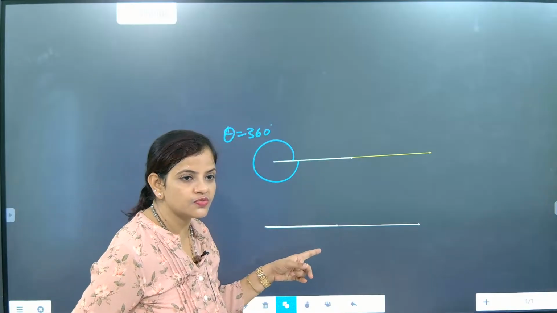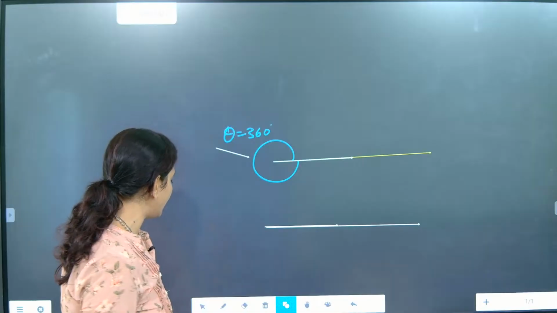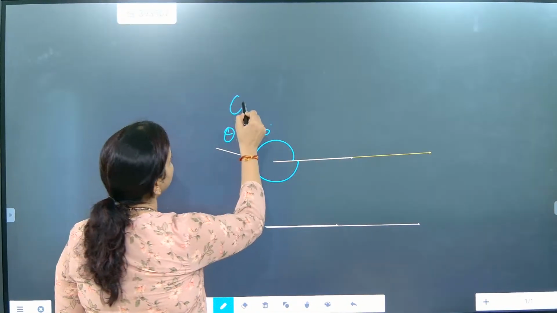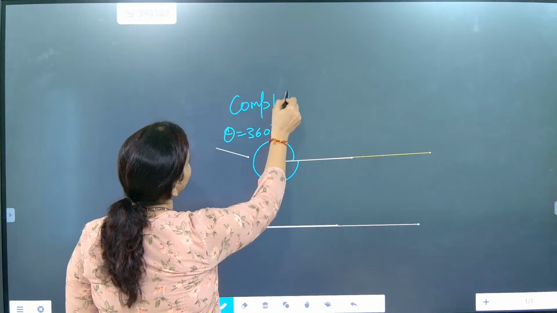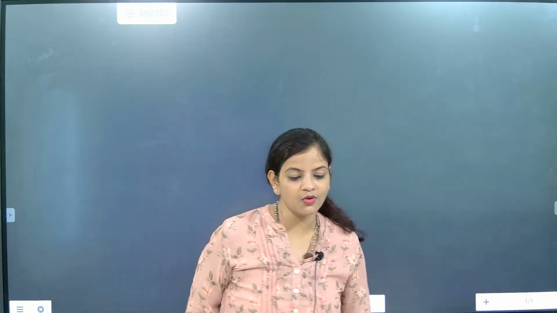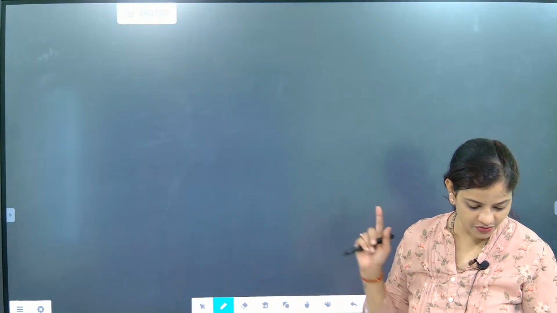So did you understand this one, beta? So this is called as what? Complete angle, beta, which is equal to 360 degree. So it is called complete angle. Okay, so now we are going to go for the next part. Aditya, I forgot that time.